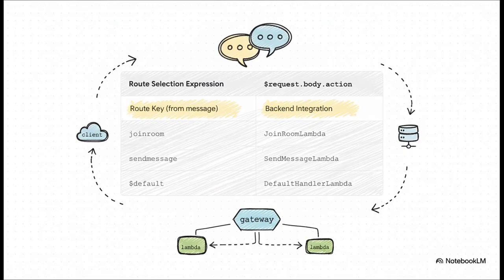Now this is where it all clicks. Look at this simple routing table. Our expression is set to look at the action property. So if a client sends a message that looks like action: join room, API Gateway sees the value join room, looks it up in the table, and bam, it invokes the join room Lambda. If the action is send message, it sends it off to the send message Lambda. It's really that simple and incredibly powerful.